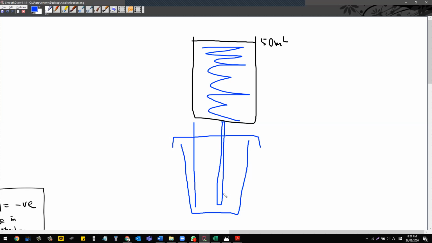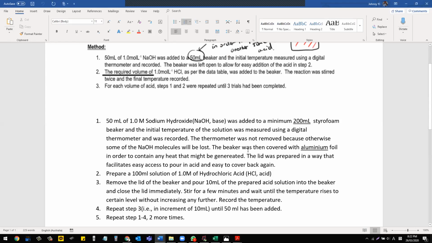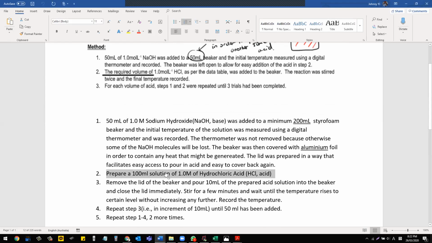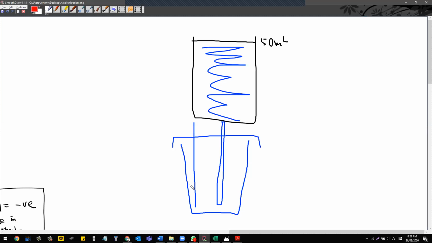That enables this thing to be stirred. That's the bit added. So prepare 100 ml solution of acid. Just prepare it. So what you do is you fill it up with the base first, so that's base.